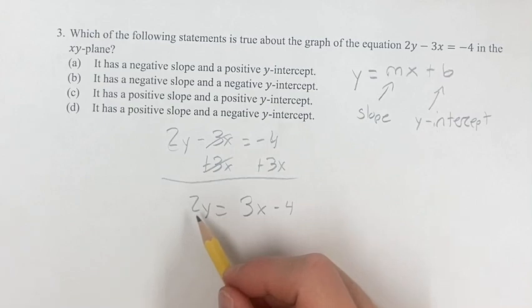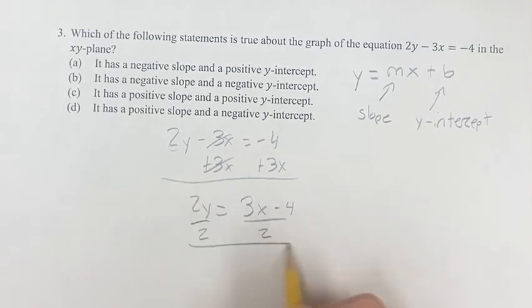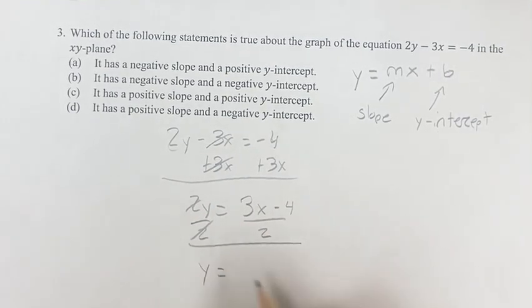And then we want to get the y on its own, so we divide both sides by 2. These cancel, and you get y is equal to 3/2 x minus 4 over 2, which is 2.